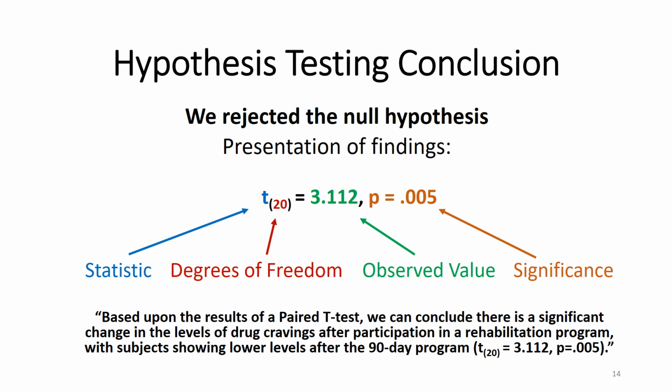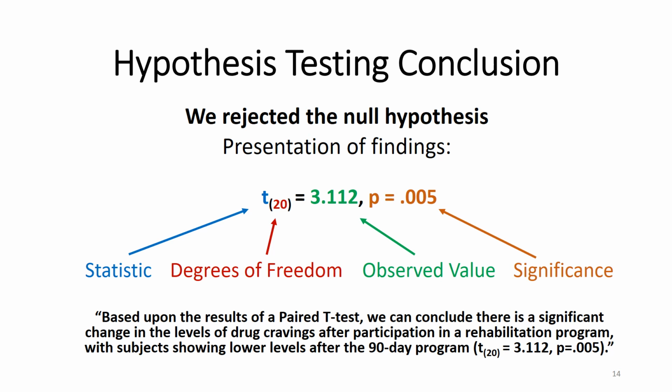So in this particular hypothesis test, we ended up rejecting the null hypothesis. And our presentation of findings is similar to what we learned in our last lecture about the independent samples t-test. We can always write it up in a nice clean way by showing the statistic, t, then in parentheses the degrees of freedom, 20. Then we have in green the value of the observed t statistic, 3.112. And then we finish off with the p-value for the observed t statistic of 0.005.